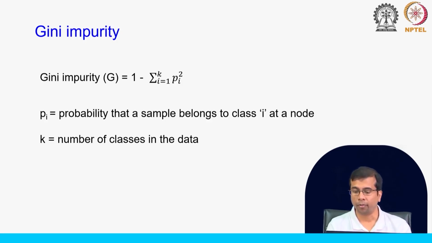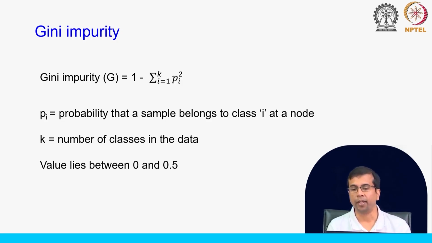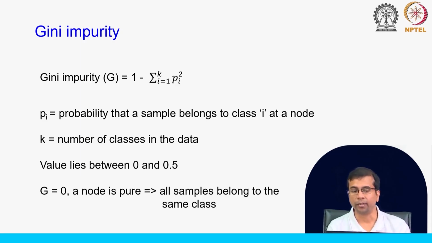One of the properties of Gini impurity is that the value lies between 0 and 0.5. As you will see when you go into that example, it will always lie between 0 and 0.5. When the value is 0, that means the node is pure. All samples of that node belong to the same class.